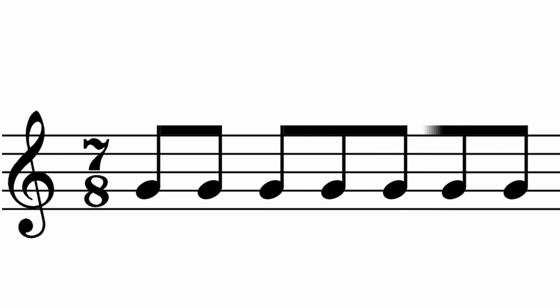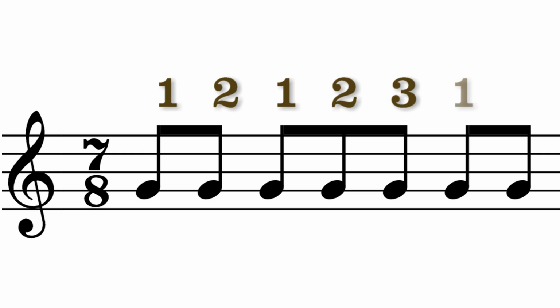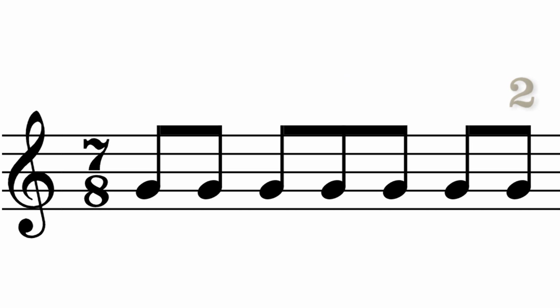Or they might be grouped as 2 plus 3 plus 2, which would sound like 1, 2, 1, 2, 3, 1, 2, 1, 2, 1, 2, 3, 1, 2. That's probably the hardest grouping to follow at first, but with most things musical, practice makes perfect. So again, asymmetric meter is when we have a time signature where the top number, the number of beats in a measure, isn't divisible by 2 or 3, and that often leads to smaller groupings of notes within the meter.